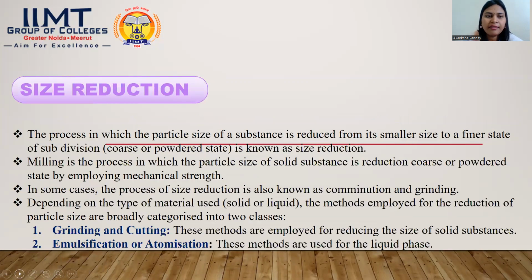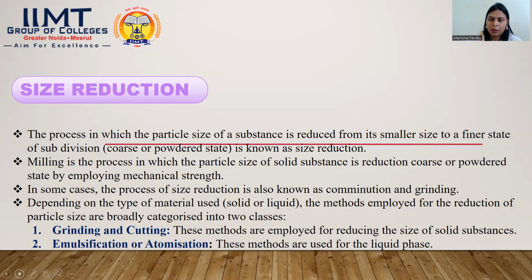Moving forward, what is size reduction? The process in which the particle size of a substance is reduced from its larger size to the final stage of subdivision is known as size reduction. I have already told you, if we want to formulate any formulation, the very first step is size reduction, because as we have a bulky amount of compound, we need to reduce its size. So it is the very first step, and size reduction is making any compound into its finer state, or the particle size which we need or desire to formulate the formulation.